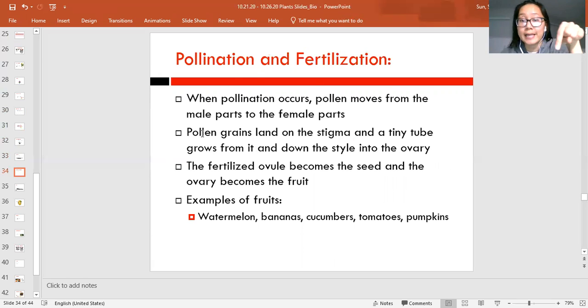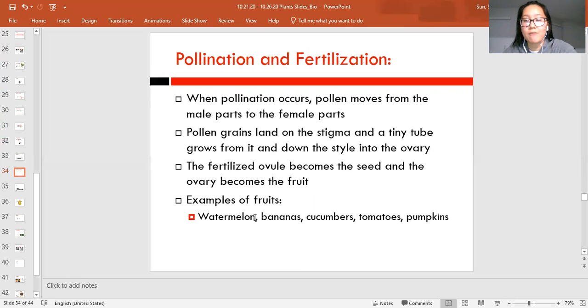When the pollen grain lands on the stigma at the very, very top, a tiny tube grows out from it, down the style, and into the ovary at the bottom, where the ovules are and the seeds are, okay? When this pollen and the sperm packets that travel down this tube reach the ovule, then the fertilized ovule becomes the seed and the ovary will ripen into the fruit.